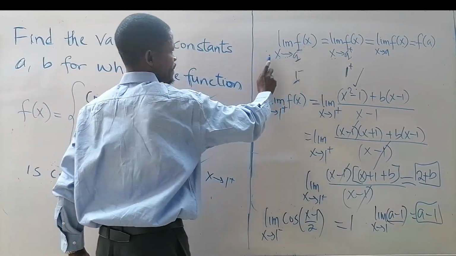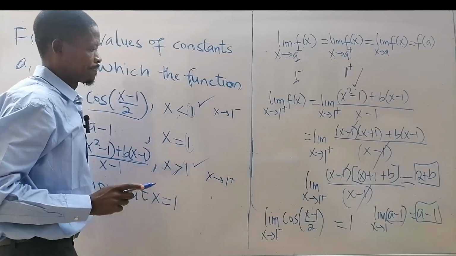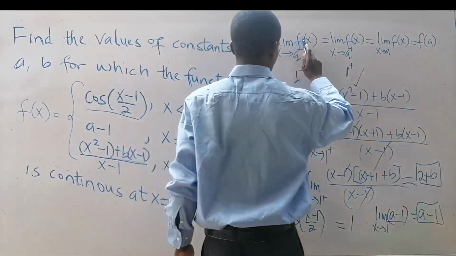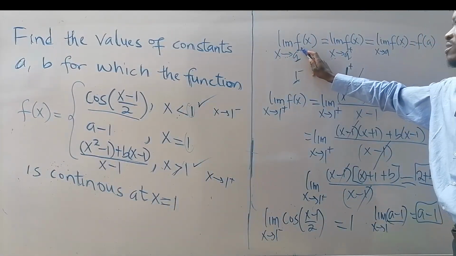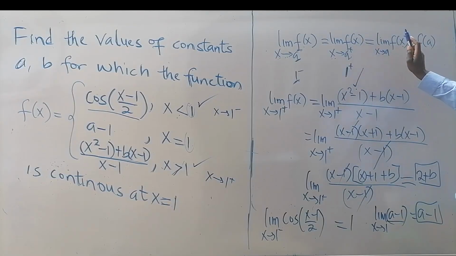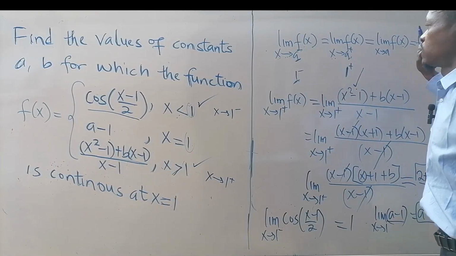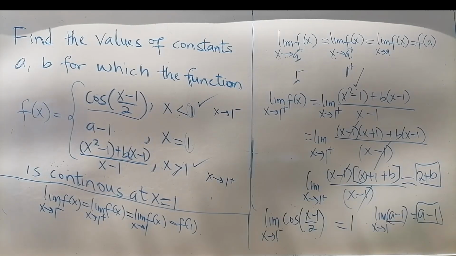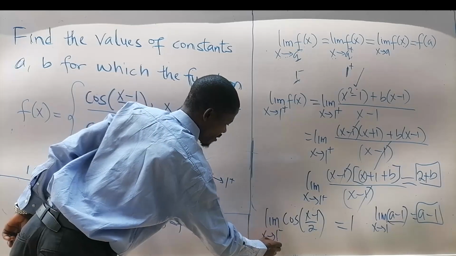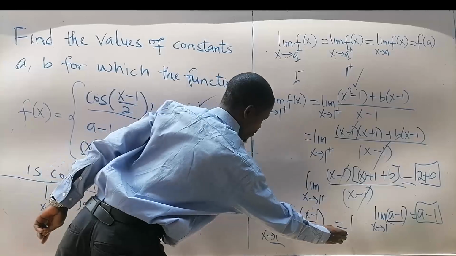Come back here. The left hand side is equal to what? Because for continuity, the left hand side of the limit must be equal to the right hand side, must be equal to this one, must equal to this one. Okay? The left hand side limit is what? Is 1, which is what we have here. We have 1, it's giving us 1.